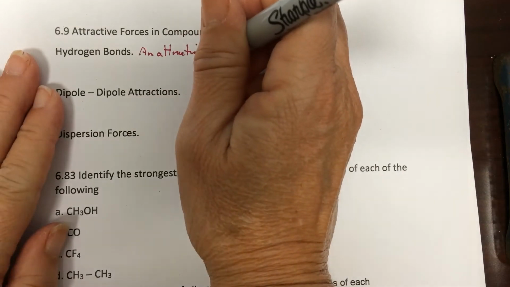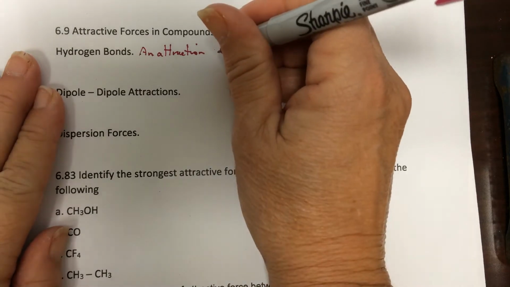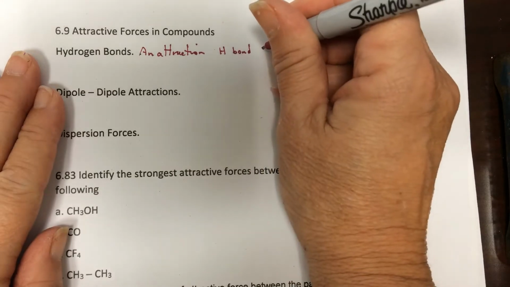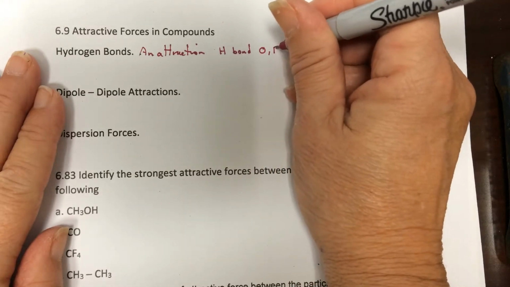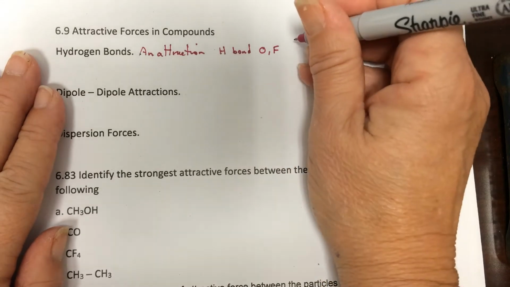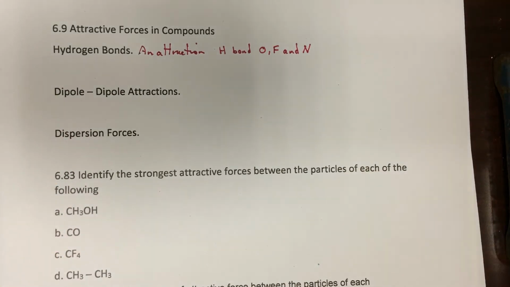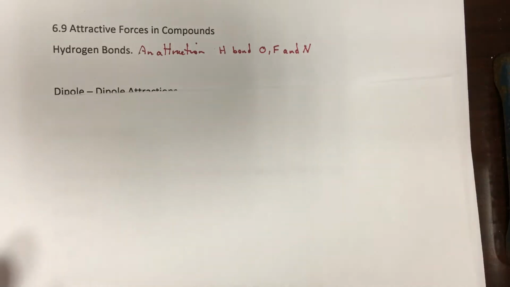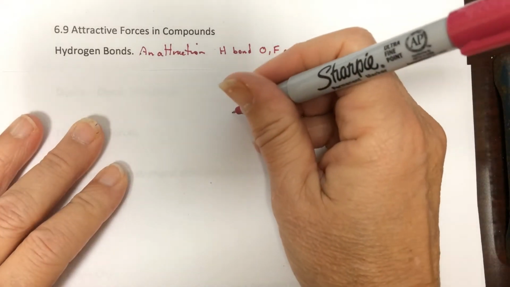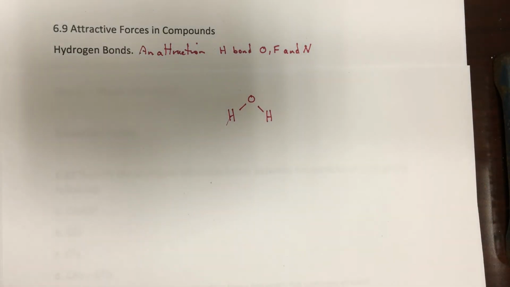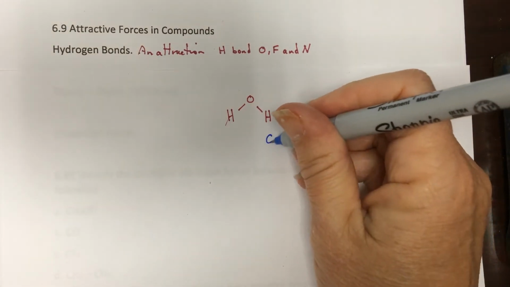And it means it occurs between hydrogens bonded to oxygen, fluorine, and nitrogen. So the most common time you see this is with water. Water can hydrogen bond. So we've got one water molecule, and here is its neighboring water molecule. We'll put the neighbor in a different color.